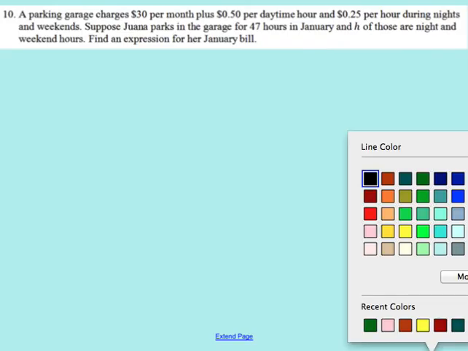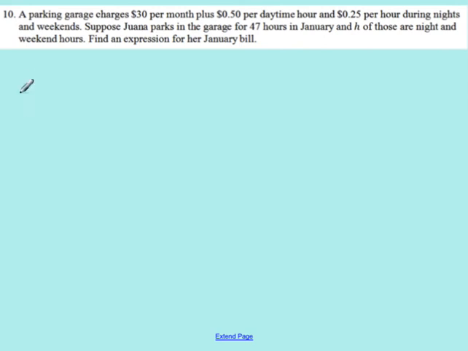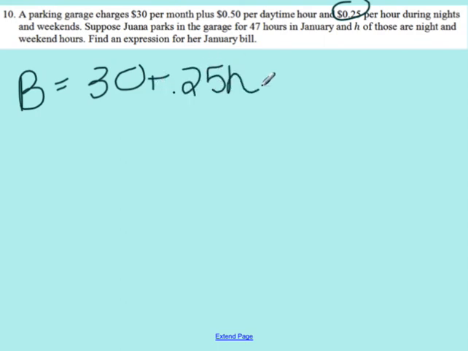So for a parking garage, you have to pay $30 per month. The B I'm just using to represent the bill. So we're starting off and we're paying $30 a month. 50 cents per daytime, 25 cents per nights and weekends. So total, we're going to do 47 hours. Each of those are nights and weekends. Well, it's 25 cents for every hour on nights and weekends. So 0.25H, because H represents our number of hours on the nights and weekends.